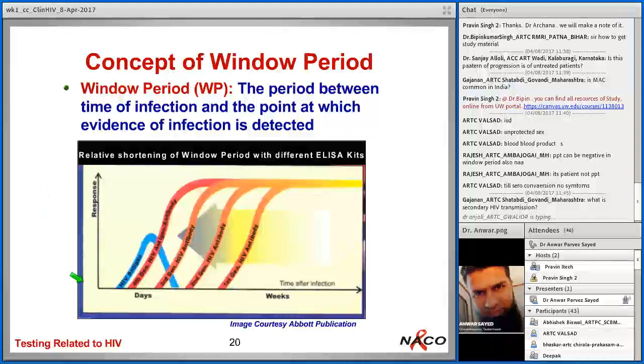Window period, we already saw, is the time period between the time of infection and the point at which evidence of infection is detected, that is, the test comes positive. It is different from test to test. For example, if you are using HIV P24 antigen, as I said, it comes and goes, so the window period will initially be in days. But if you are using ELISA generations, right now it is 4th generation ELISA which is used in blood banks, you can minimize the window period. So the higher the generation of ELISA you use, the more you can minimize the window period, and the earlier you can diagnose the HIV infection.